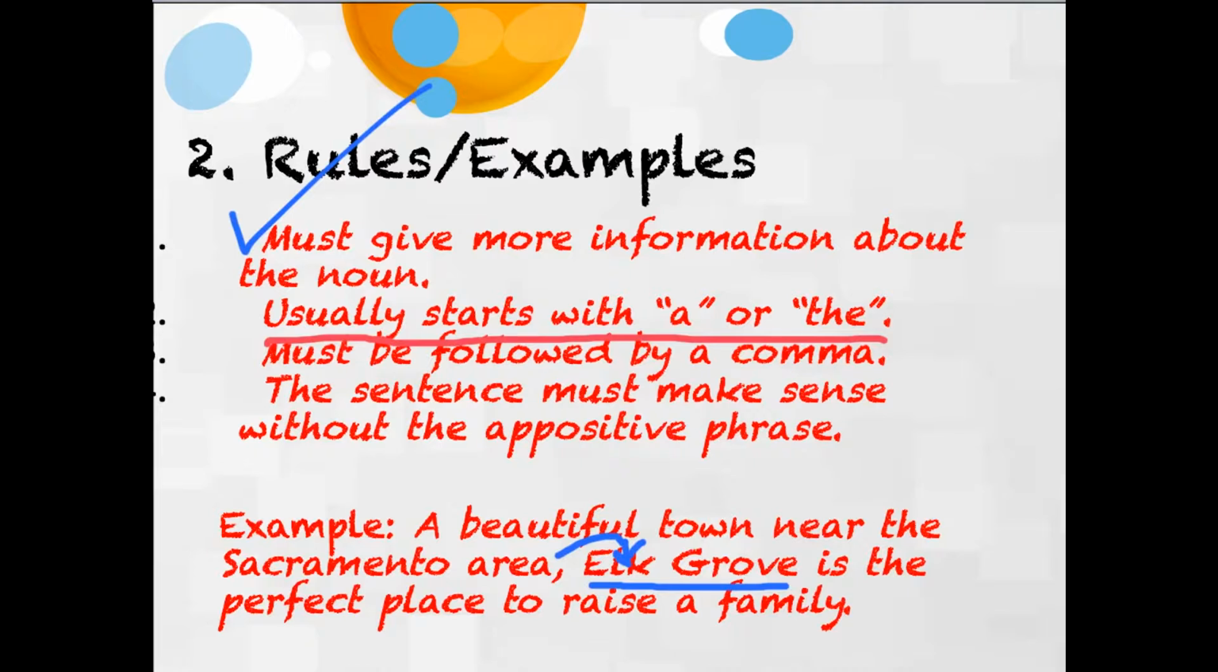Rule number 2, usually starts with a or the. Well, look, we've got a right there. Rule number 2, we've got. Rule number 3, must be followed by a comma. Boom, we've got our comma right there. The sentence must make sense without the appositive phrase. Well, just like before, we'll cross out the appositive phrase, and now let's read it. Elk Grove is the perfect place to raise a family. That makes sense without it. We followed our 4 rules, so therefore we've used the appositive phrase correctly at the start of the sentence.